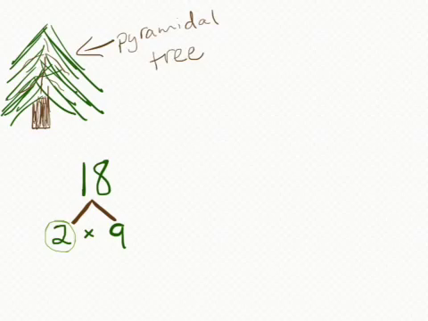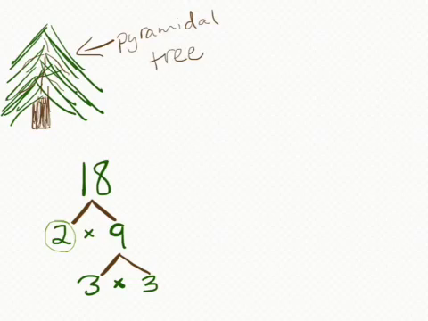Are we at the end of the branch yet? Or can we break it down into other factors? Well, we can break it down into other factors. In fact, we can do 3 times 3. All right, now we have to decide, are we at the end of the branch yet?